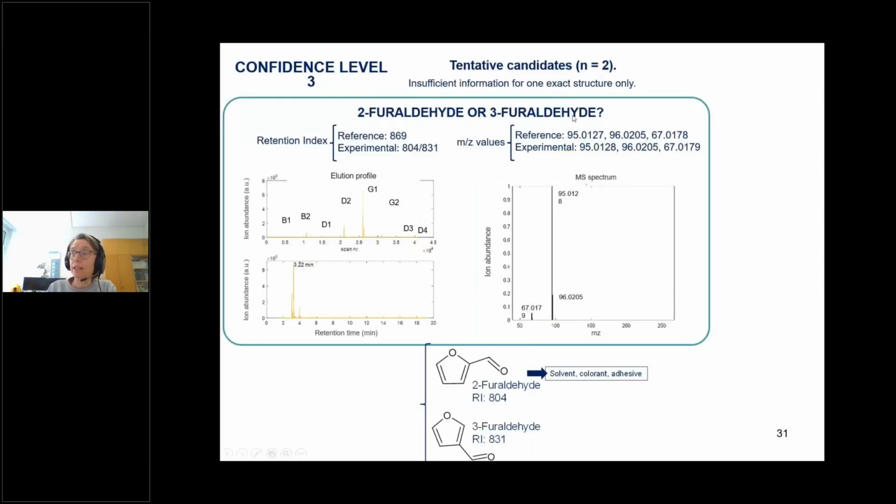At confidence level 3, we provide tentative candidates for which we cannot discern, for instance, structural isomers. For instance, in here we detected 2,4-aldehyde, but without knowing if it is 2 or 3, we cannot identify that because we did not have standards. But looking at the bibliography, we can see that 2,4-aldehyde is a solvent, a colorant, an adhesive, and therefore it has high chances to be detected in the samples associated to plastics.